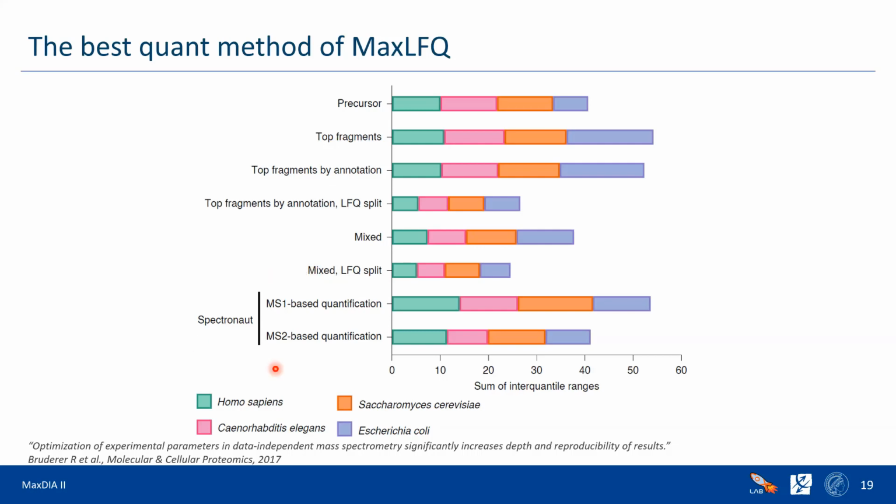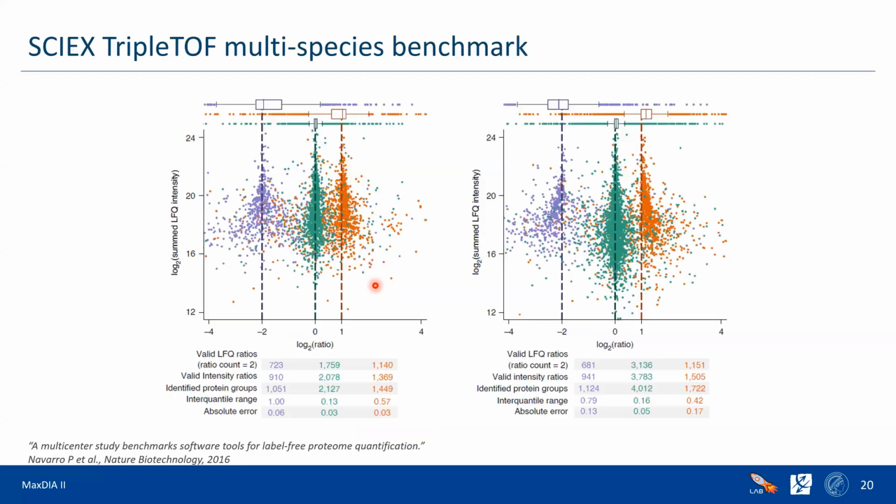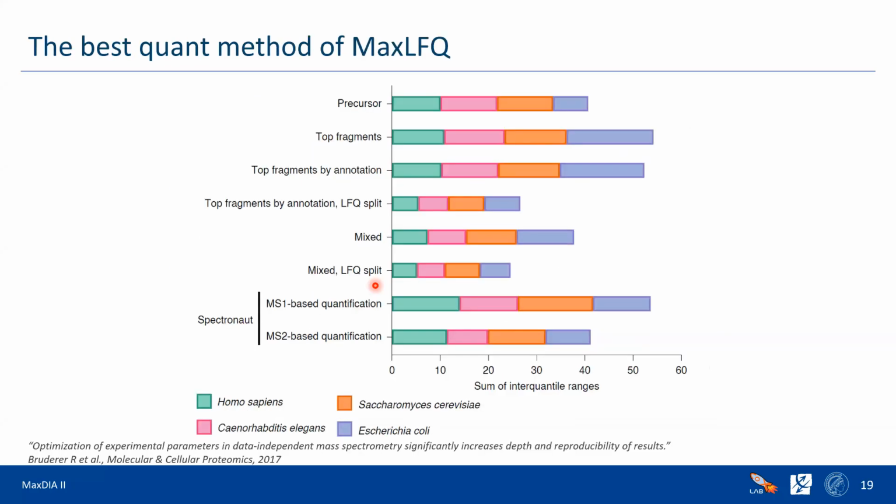For comparison, we took Spectronaut on 2 different quantification methods, MS1-based and MS2-based quantification, and we see that mixed LFQ split on MaxLFQ performs really well for DIA samples. Okay, we made that, but then, sorry, I forgot to tell you that all this data was Orbitrap.